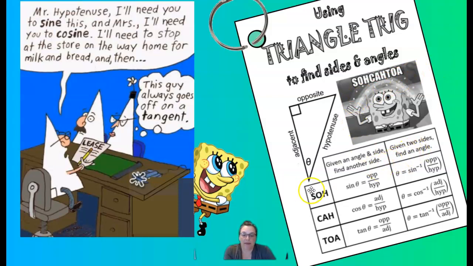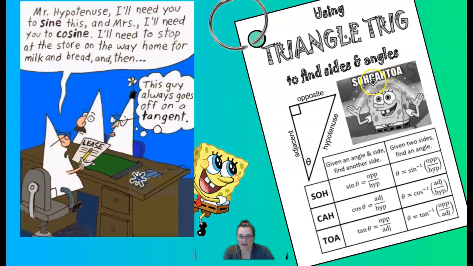Okay, so on the front, just a reminder, SOHCAHTOA, that's the acronym for sine, cosine, and tangent. Recall that sine is the ratio of the opposite over the hypotenuse. The hypotenuse is the longest side in a right triangle. It's always opposite the right angle. So the sine of the angle theta, which is in this corner over here, would be the ratio of the length of the side opposite over the length of the hypotenuse.